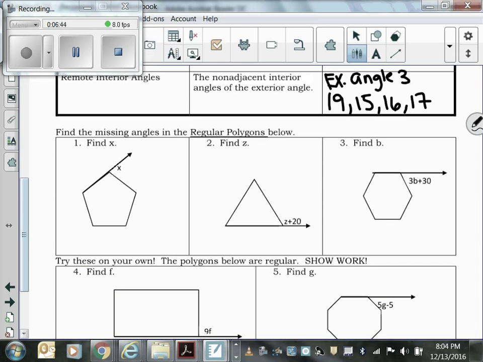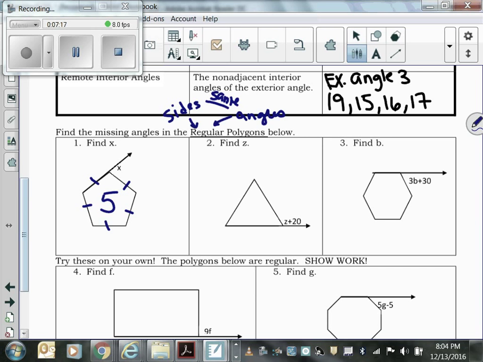Now, the thing that's important to point out is that these are regular polygons. Regular polygons mean that all the sides are the same and all the angles are the same. So because I know that, I can say, all right, how many sides does this shape have? Well, I can go through and count. I got 1, 2, 3, 4, 5 sides. I'm going to write that in the center. It makes my life easier.